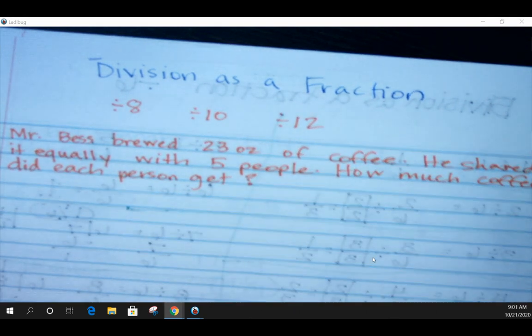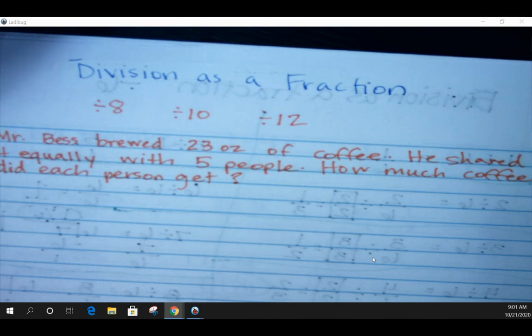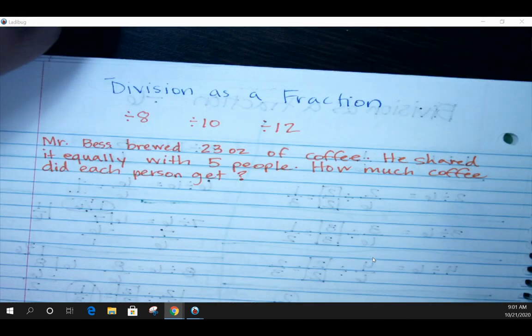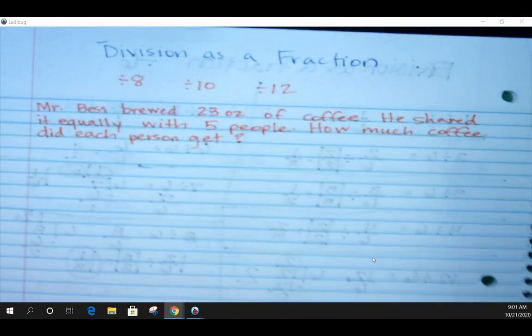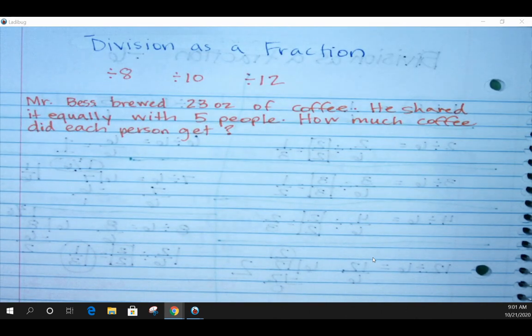Now that's not 8, 10, or 12. I realize that. But I want you to see a problem so we can really dissect this problem and dig in. What is the total number of ounces that Mr. Best brewed? 23 ounces.